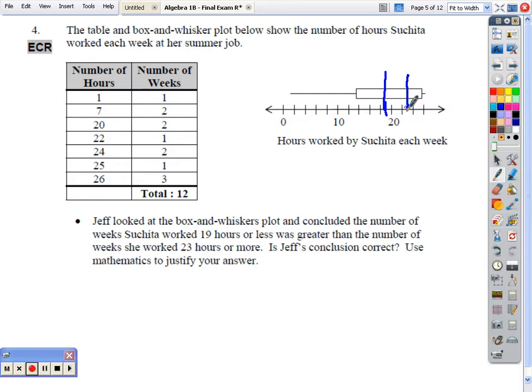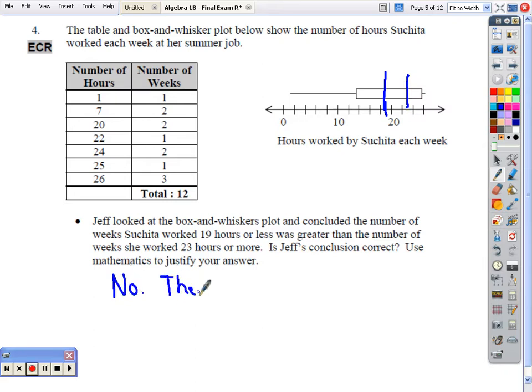That means half the data is above the median, half the data is below the median. So in this case, Suchita worked 50% of the weeks. Let me say that again, okay? She worked 23 hours or more 50% of the time. She worked 19 hours or less than 50% of the time. So Jeff is incorrect, okay?